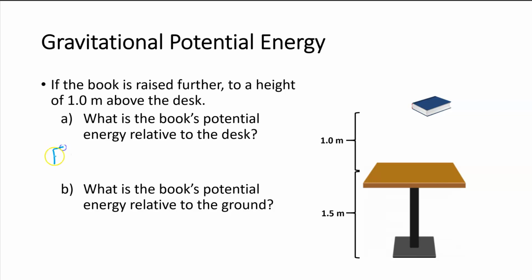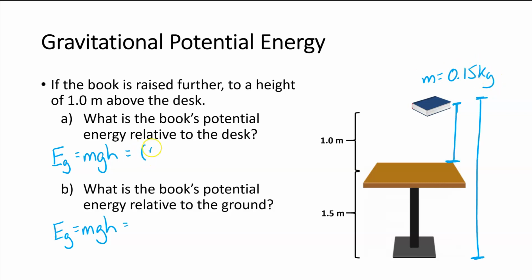Well, we have a formula for potential energy. Gravitational potential energy equals m times g times h. Okay, well, the mass of the book is the same, and we had mass equaling 0.15 kilograms. So m is the 0.15 kilograms, and it's the same for both A and B because we're dealing with the same book. Its mass didn't change. We're on Earth, so g is 9.81 meters per second squared.